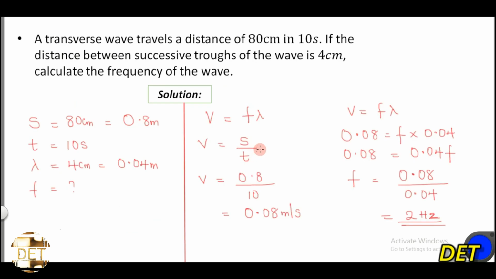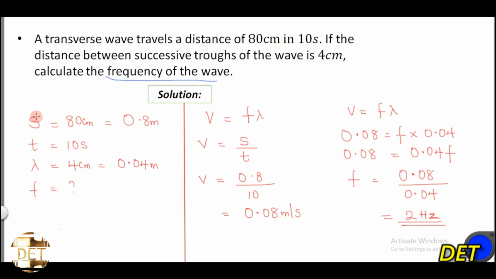So let's look at the last question that we have here. A transverse wave travels a distance of 80 centimeters in 10 seconds. If the distance between successive troughs of the wave is 4 centimeters, calculate the frequency of the wave. So what we're looking for is the frequency of the wave.